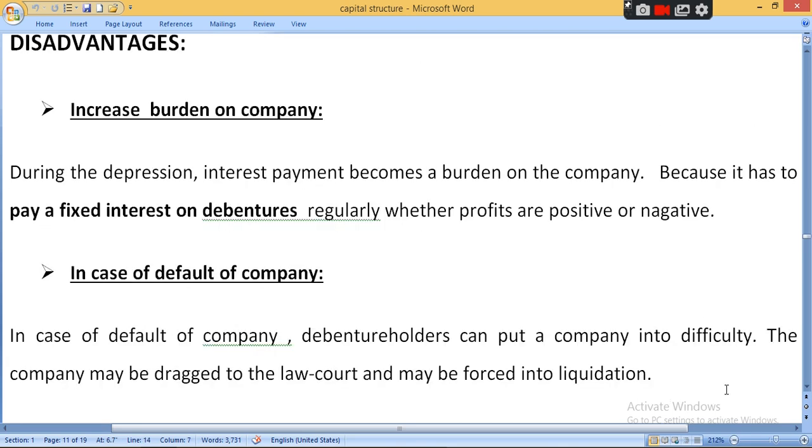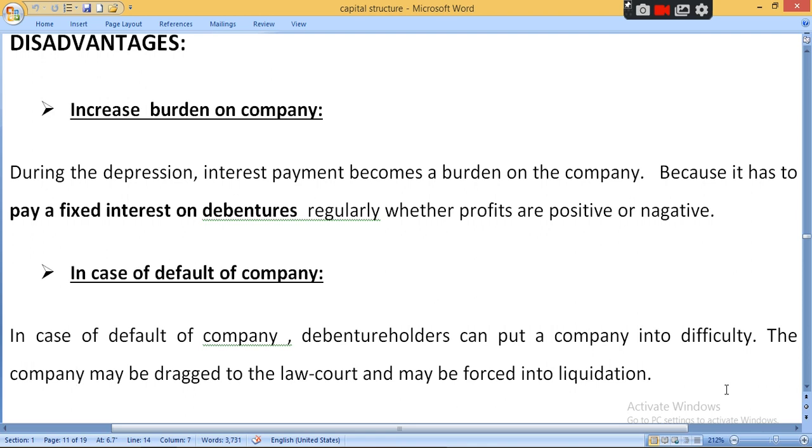If in your capital structure there is equity plus debenture, then it increases the burden on the company. Why should there be a burden? Because whether the company earns profit or loss, it doesn't matter. The company has to pay a fixed rate of interest regularly, whether profits are positive or negative. So it is an increased burden on the company. Then in case of default, generally it is compulsory to pay interest to the debenture holder, clear.